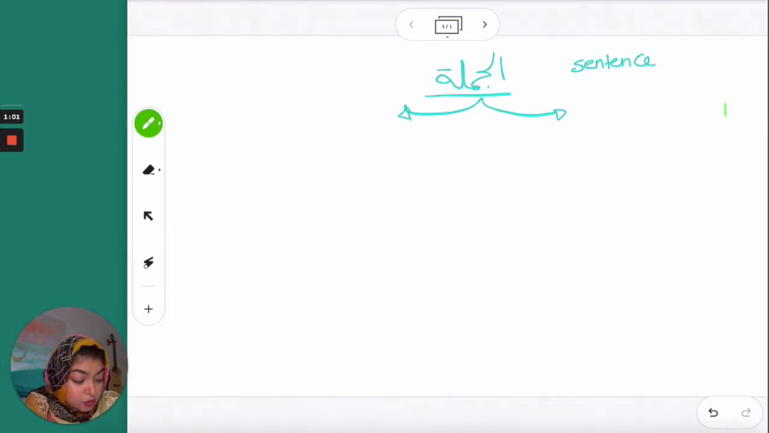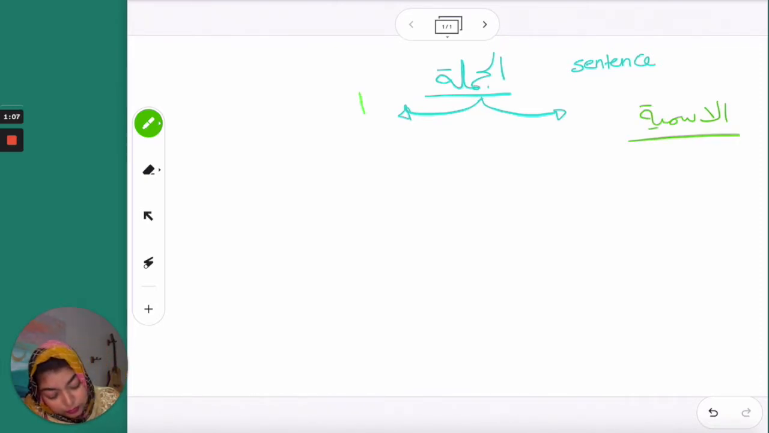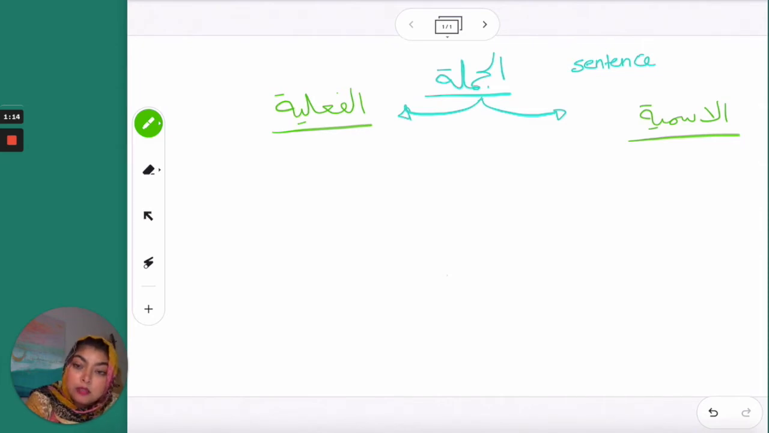Okay, في جملة الاسمية والثاني هي جملة الفعلية. جملة الاسمية وجملة الفعلية. اسمية, فعلية.